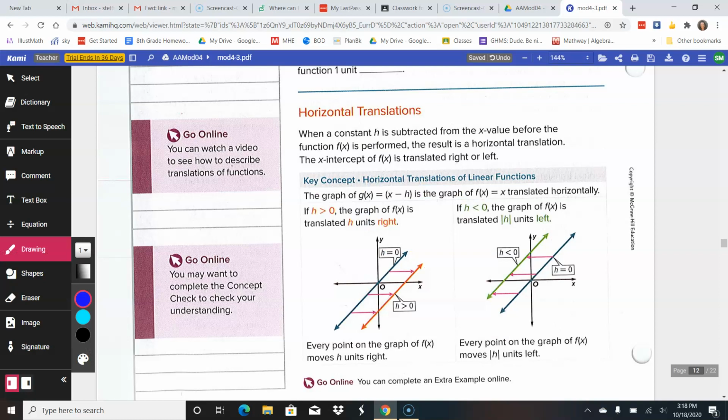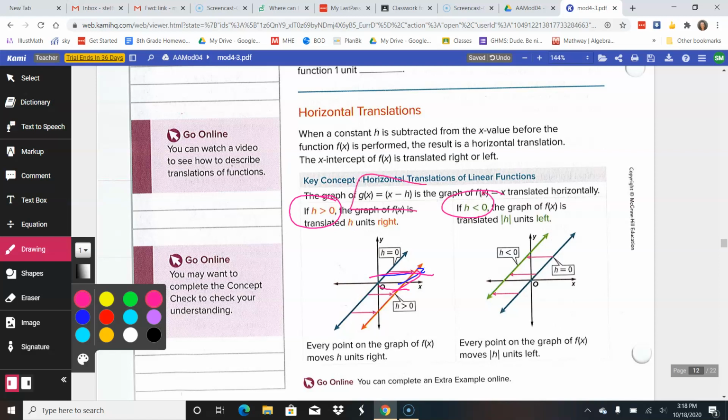Okay, so horizontal translations are going to go this direction. All right, there you go. This direction. Now, if h is bigger than 0, then it's going to go to the right. If h is less than 0, it's going to go to the left.